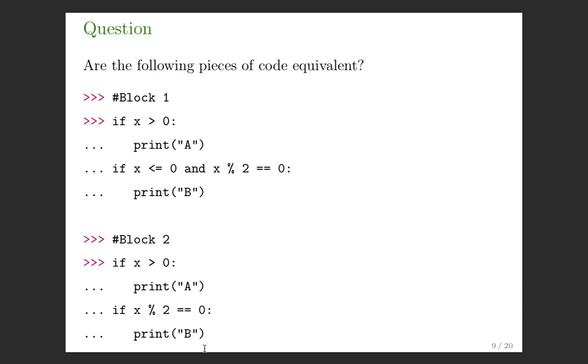You're close, though. Okay, let's pick 2. If 2 is greater than 0, then print A, so that prints. Then this one checks that x is less than or equal to 0, which it's not, so B doesn't get printed. So block 1 prints A. If I move with 2 into block 2, I get: if 2 is greater than 0, print A, which triggers. And then if the remainder of 2 is equal to 0, then it prints B, so it also prints B.